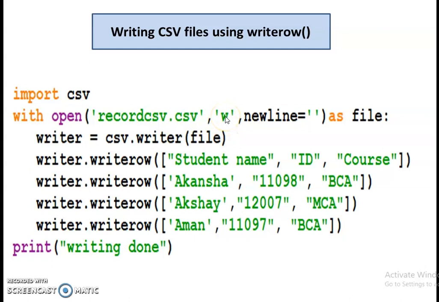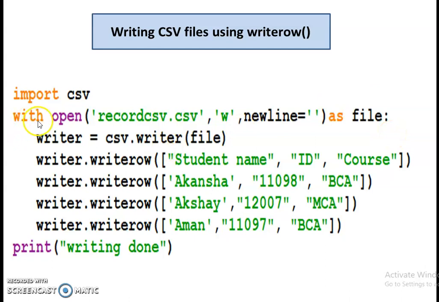We have already discussed various modes of file handling. You can find the link given in the description box. Next parameter is newline, and we are specifying empty because by default CSV module adds new line after each row. Then we are writing as file. So this file is the object of this particular record.csv file, and then we are putting colon.